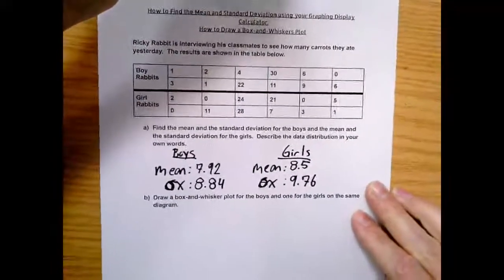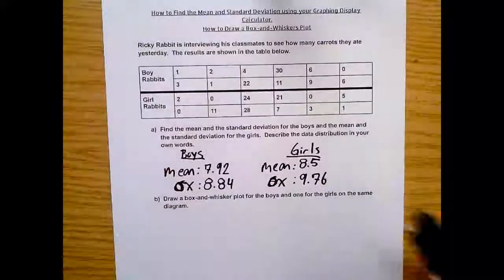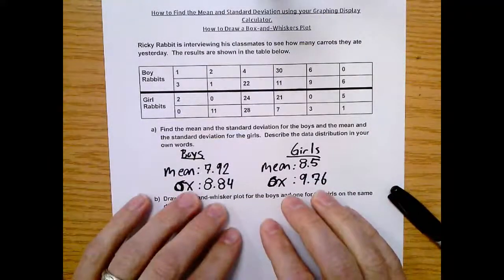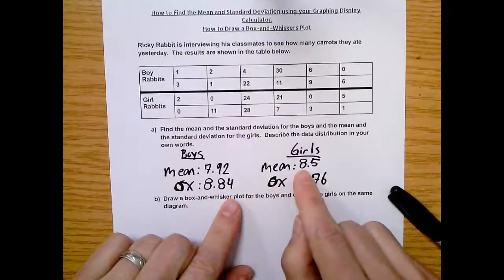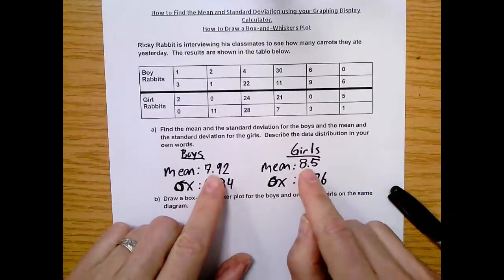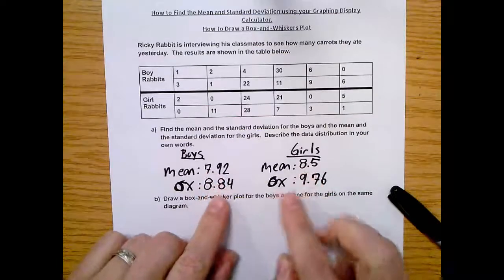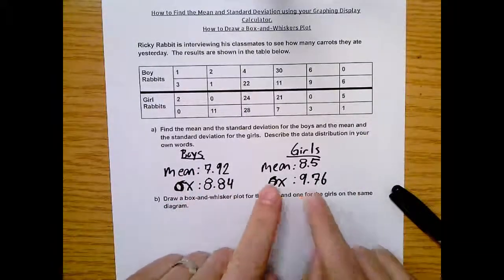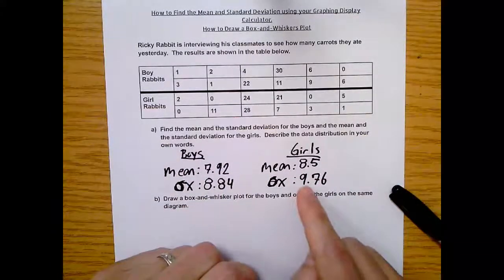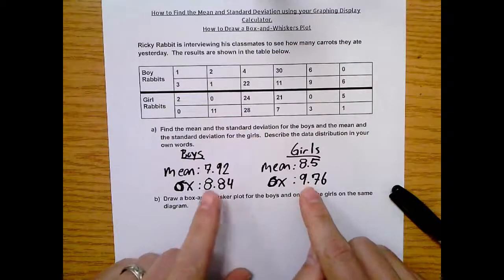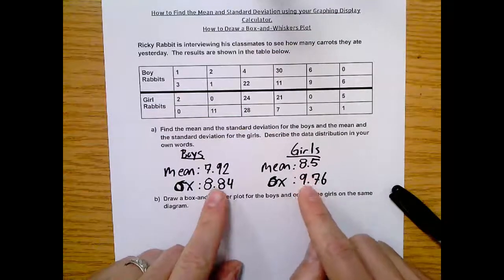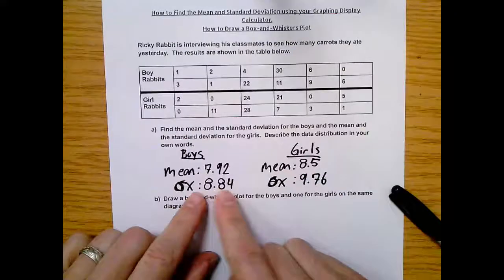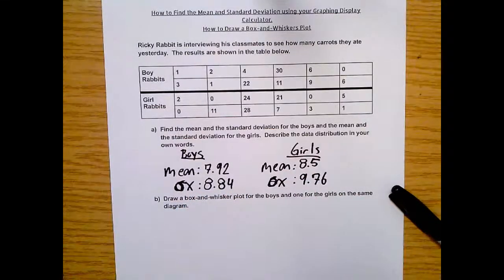Now, what I want to encourage you to do is this next part where it says describe the data distribution in your own words. Okay, I'm not going to write this all out. But if you were going to describe this, what you could say is, well, the girls ate slightly more carrots every day than the boys, and the girls' data was a bit more spread out than the boys', because the standard deviation talks about the spread of data away from the mean, and you can see that their standard deviation is a bit higher. So the girls eat more carrots, but the data is also more spread out. The boys eat fewer carrots, and their data is a little more concentrated around the mean than the girls'. And that's just how you could describe the data.